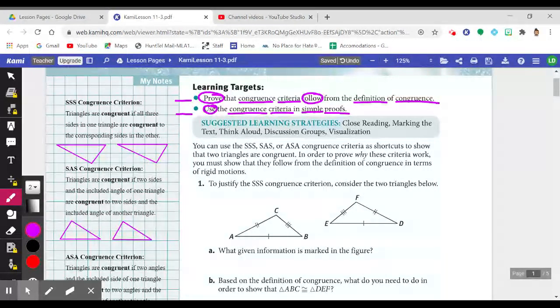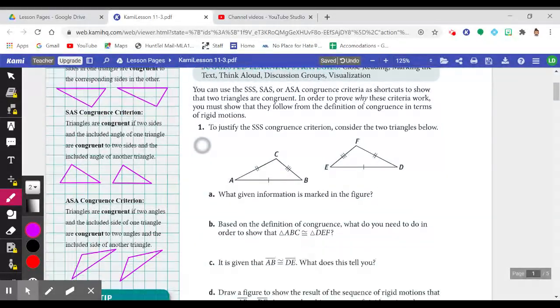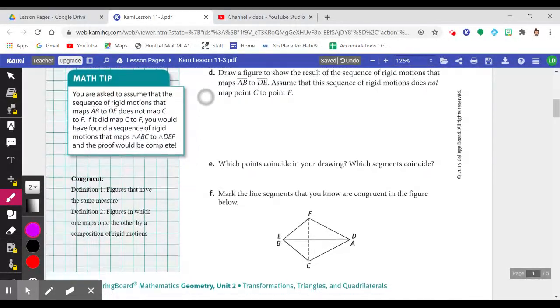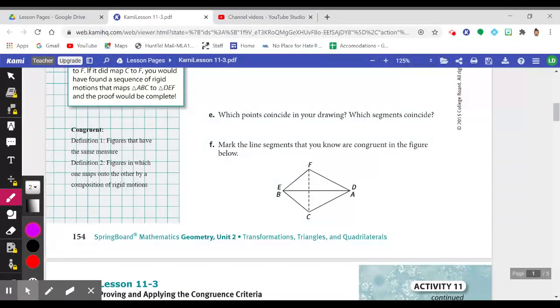But before we dive into this any further, learning target 1 says prove that congruence criteria follow from the definition of congruence. So I wanted to remind us there are actually 2 definitions of congruence. So I put them down here. Congruent definition 1, the first definition we learn is that figures that have the same measure. Pretty basic. For 2 segments to be congruent, they have the same length. For 2 angles to be congruent, they have the same degree measure. And that makes pretty good sense for us.